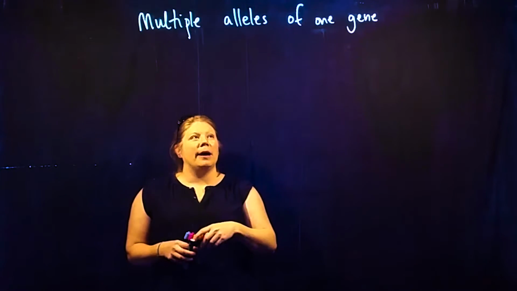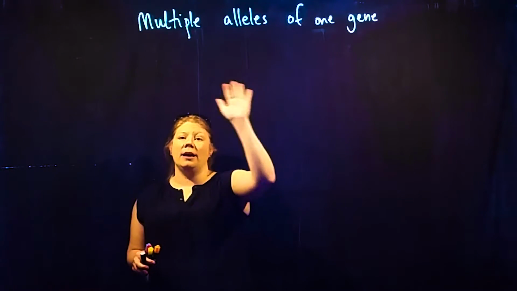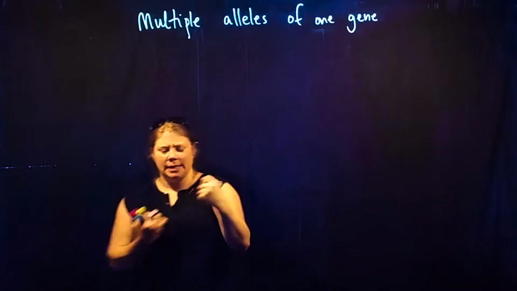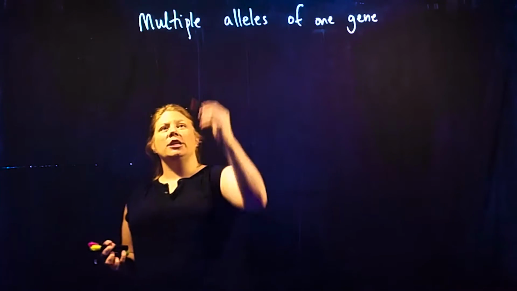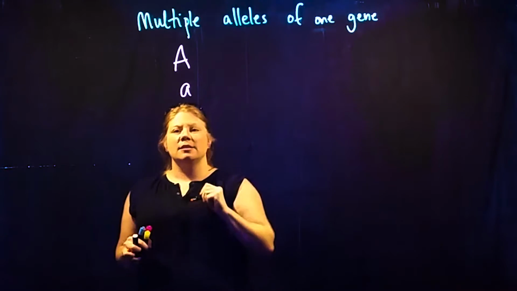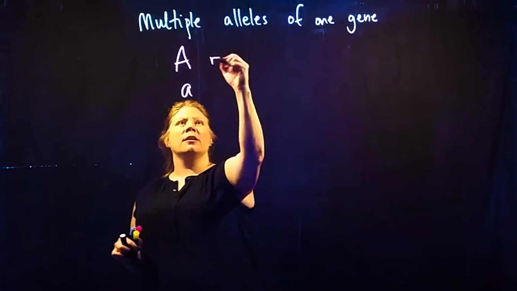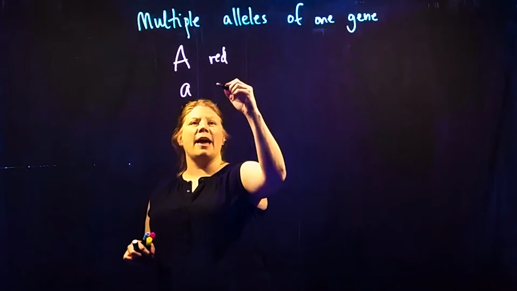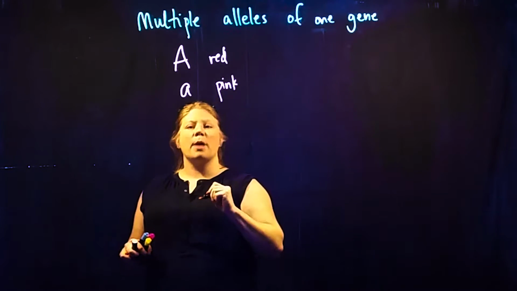So today we're going to talk about when a single gene has more than one allele. And so we've already sort of alluded to that in some ways. So if we have gene A, we might have the dominant allele A and the recessive allele a. And so let's say that the dominant allele A confers red color, but the little a only confers pink color.